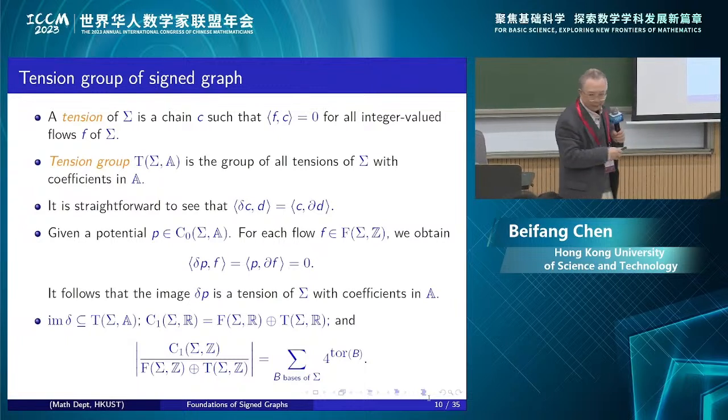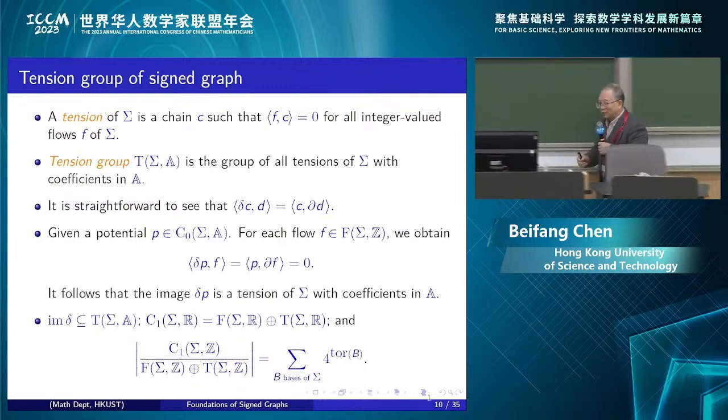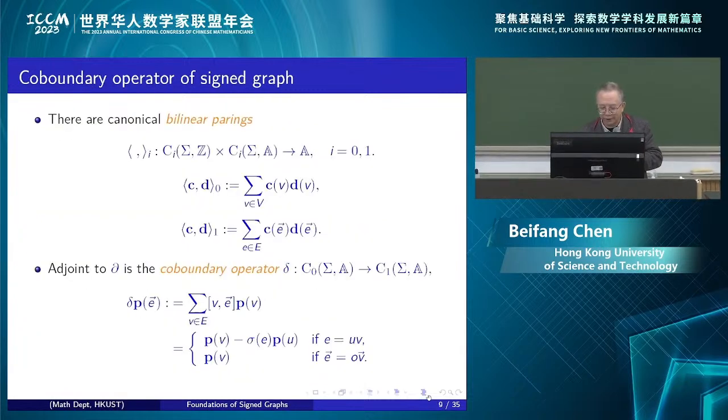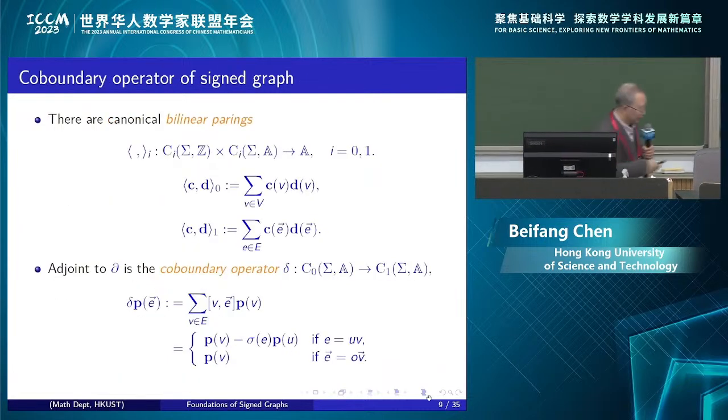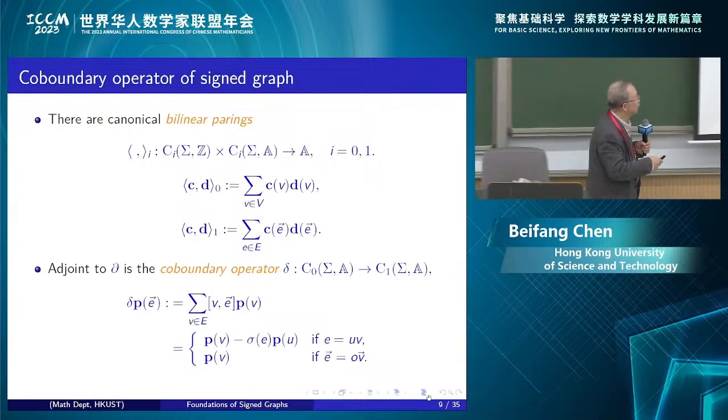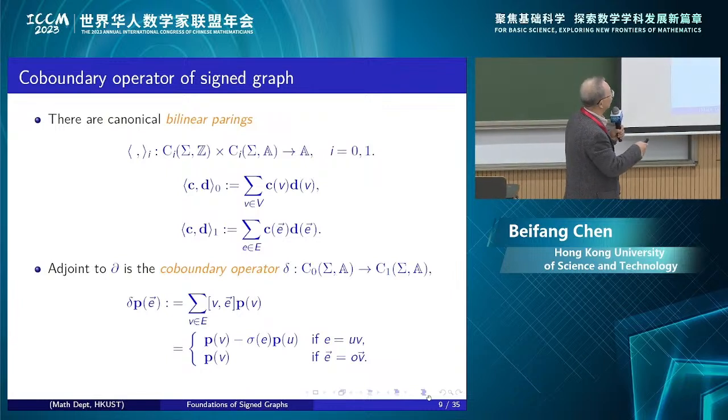I should have one slide, but I'm missing this page. And here we have a natural bilinear pairing about the chains.